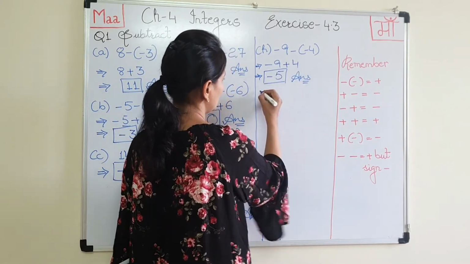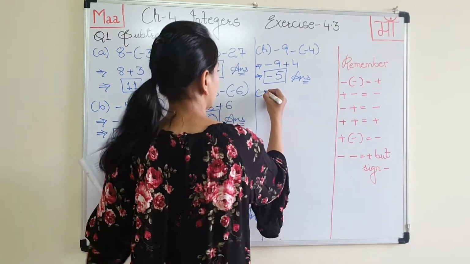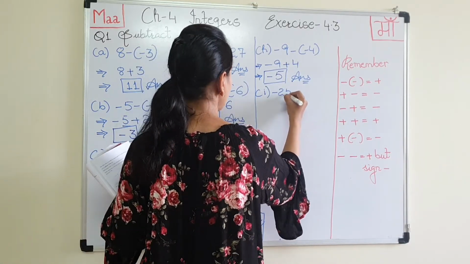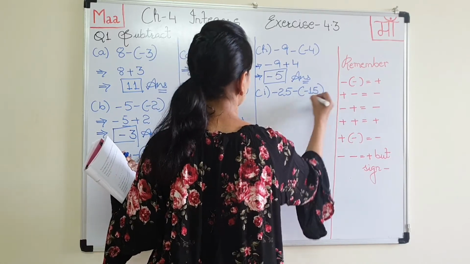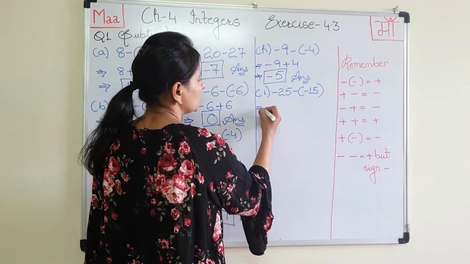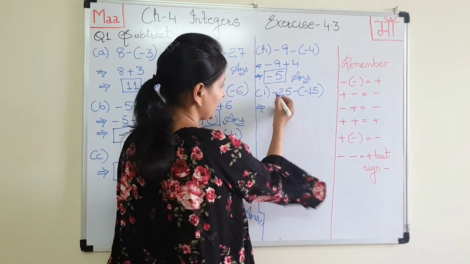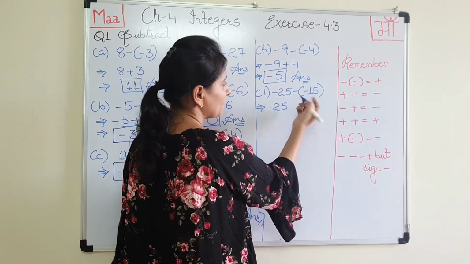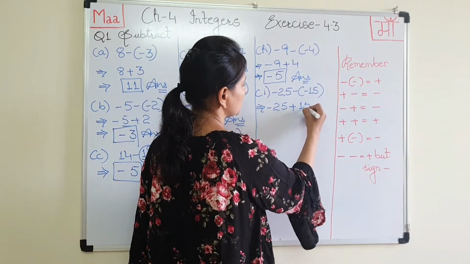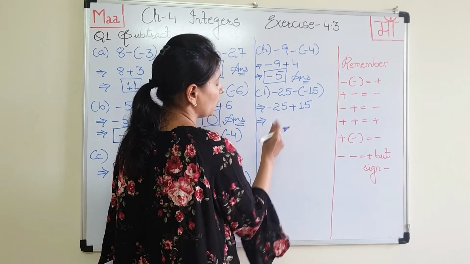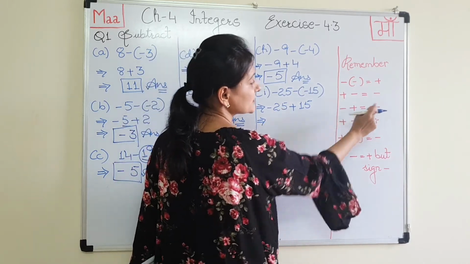Okay. Now after H it will be minus 25 and minus 15. Okay. Now see, again we have to open the bracket here. So minus 25, minus outside the bracket, minus inside the bracket. So it will be plus 15. Okay. Now minus plus. So minus plus is minus.